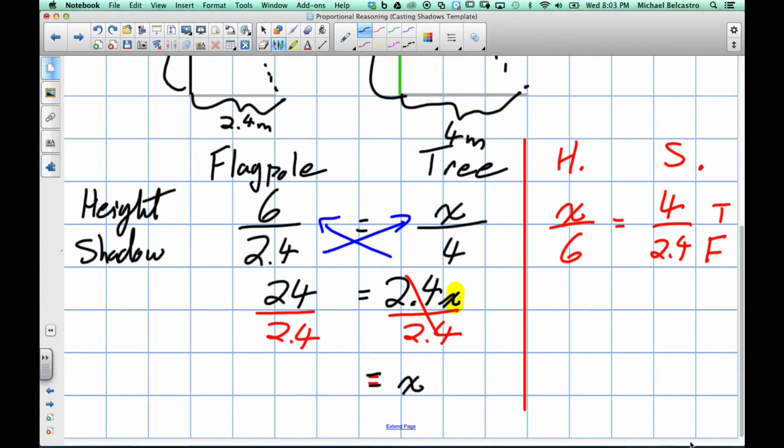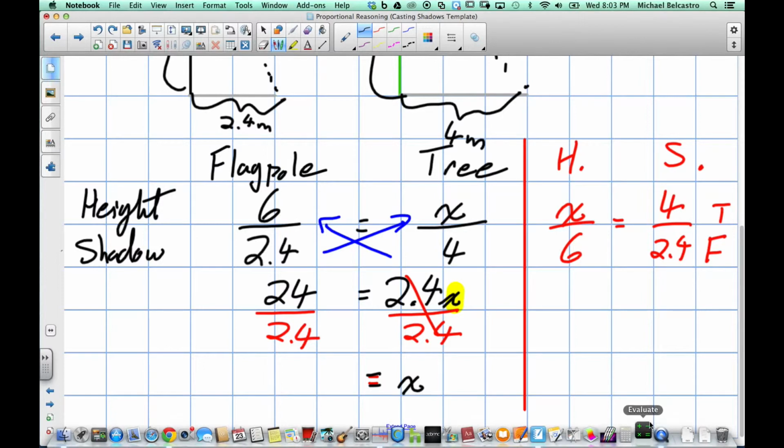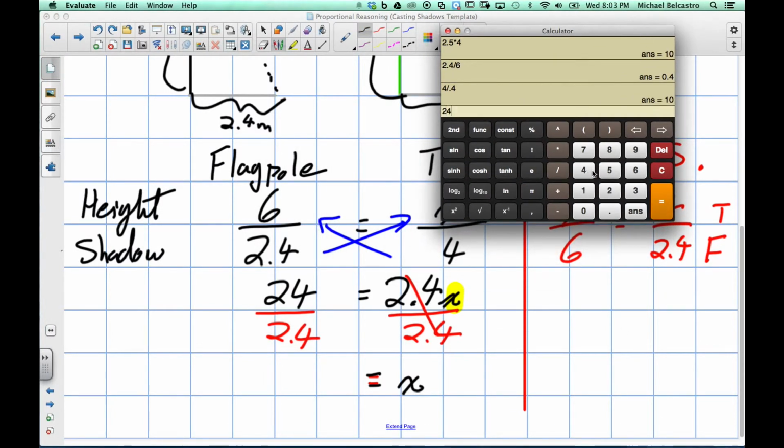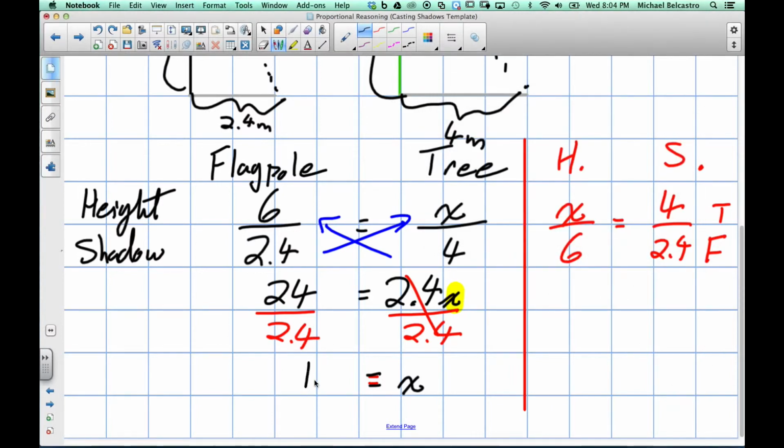And 24 divided by 2.4, we can use our calculator for this one. You'll notice these values almost look exactly the same. 24 divided by 2.4, because we're dividing by that, it ends up being a value of 10. So this x says that the height of the tree was 10.